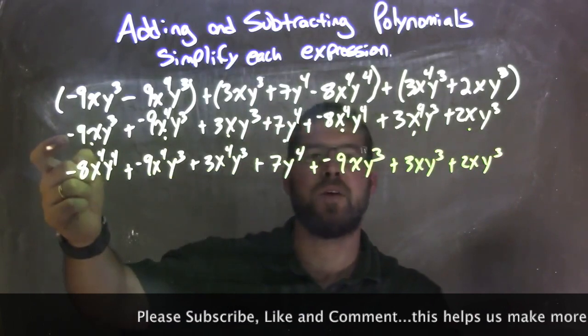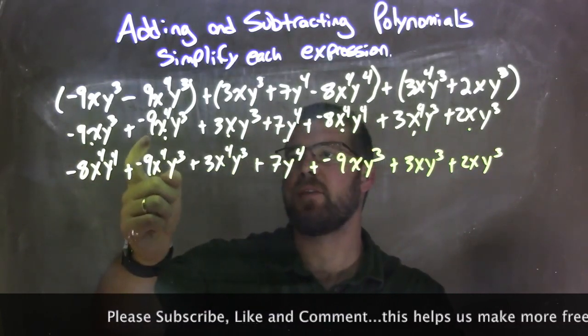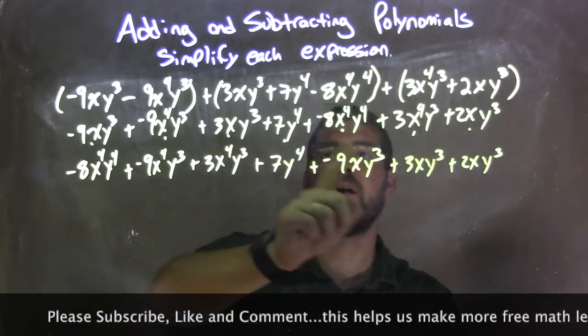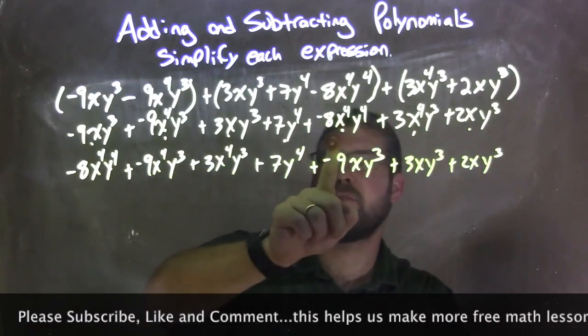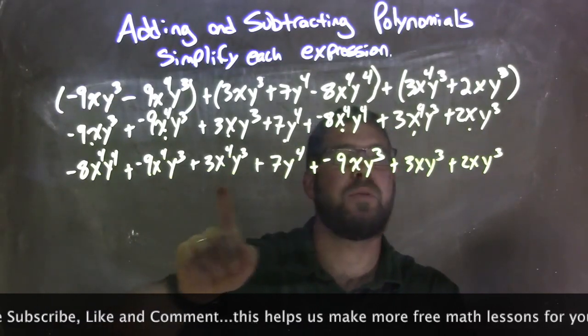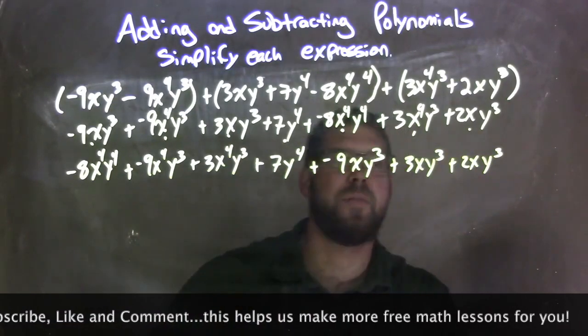Let's double check. Negative 9xy to the third is right there. Negative 9x to the fourth y to the third is right there. Plus 3xy to the third right there. 7y to the fourth. Negative 8x to the fourth y to the fourth right there. 3x to the fourth y to the third right there. And 2xy to the third right there.